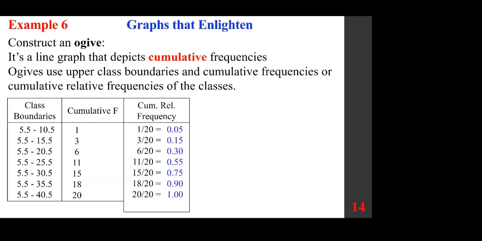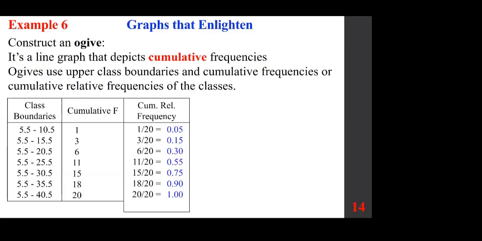Now, how do we come up with the ogive? The way the ogive works, again, you put the boundaries on a horizontal line, and you put the frequencies or relative frequencies on the vertical line. In this question, we are putting the relative frequencies on the vertical line. So construct an ogive. It's a line graph that depicts cumulative frequencies. So the ogive goes with cumulative frequencies.